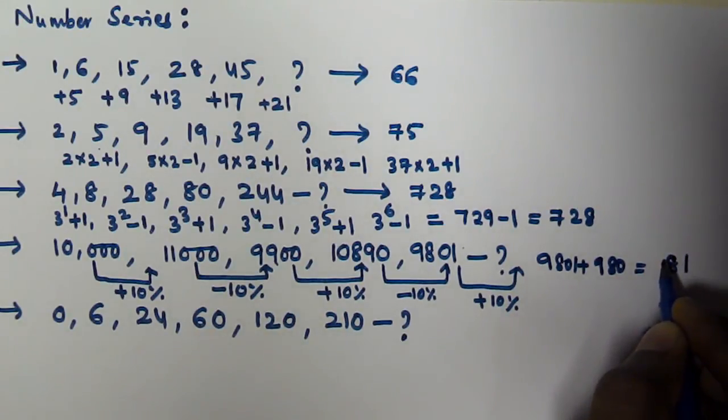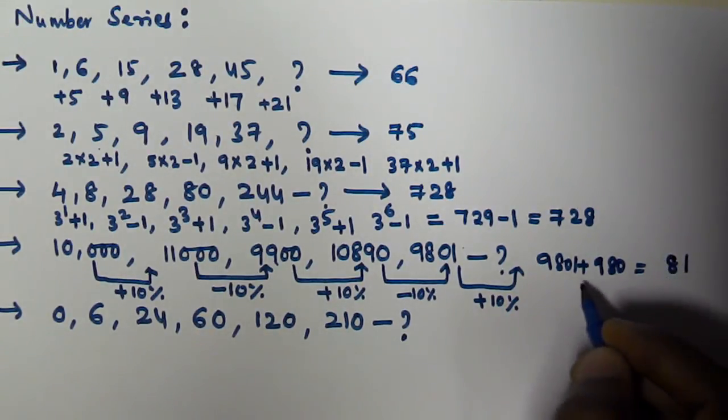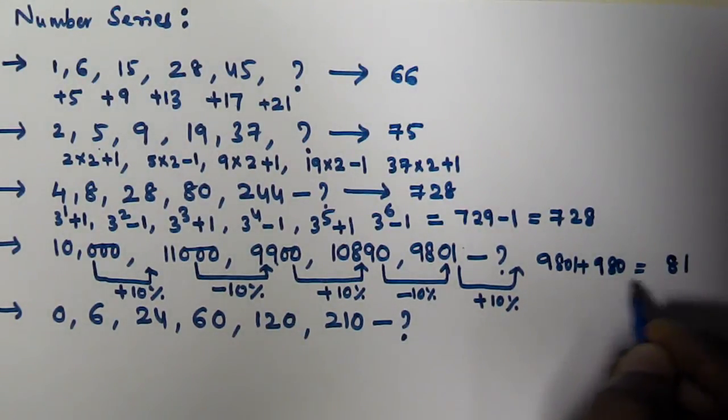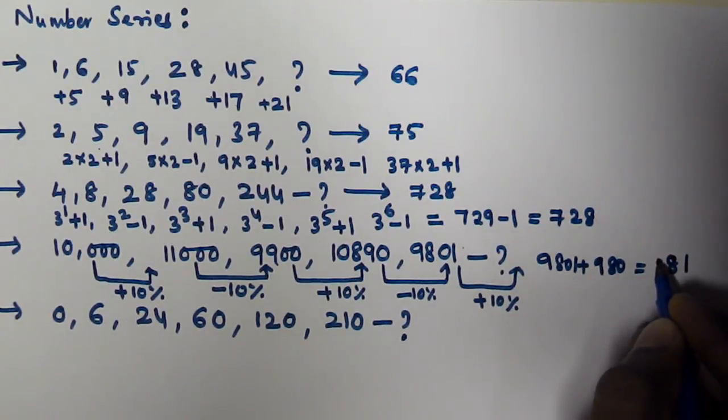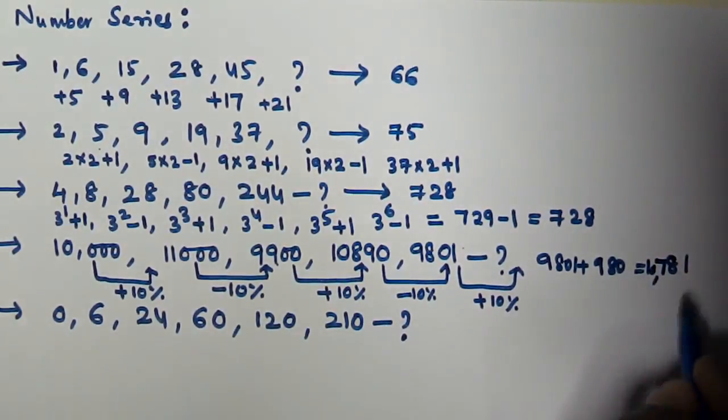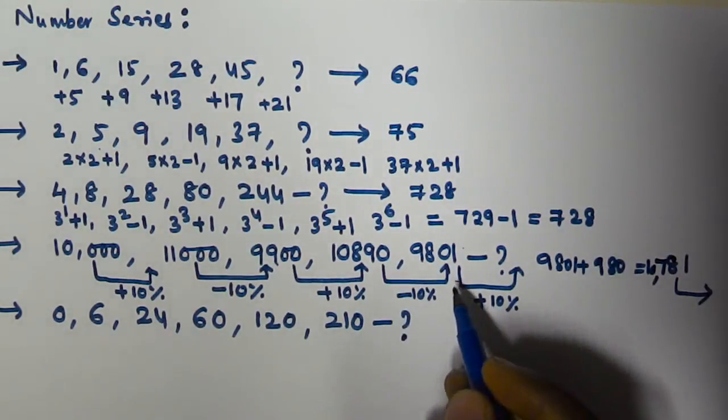Sorry, 980, right? So 1, 8 and then 17. Okay. And then we got 9 plus 1, so 10,781. So 10,781 is the next number that comes in this series.